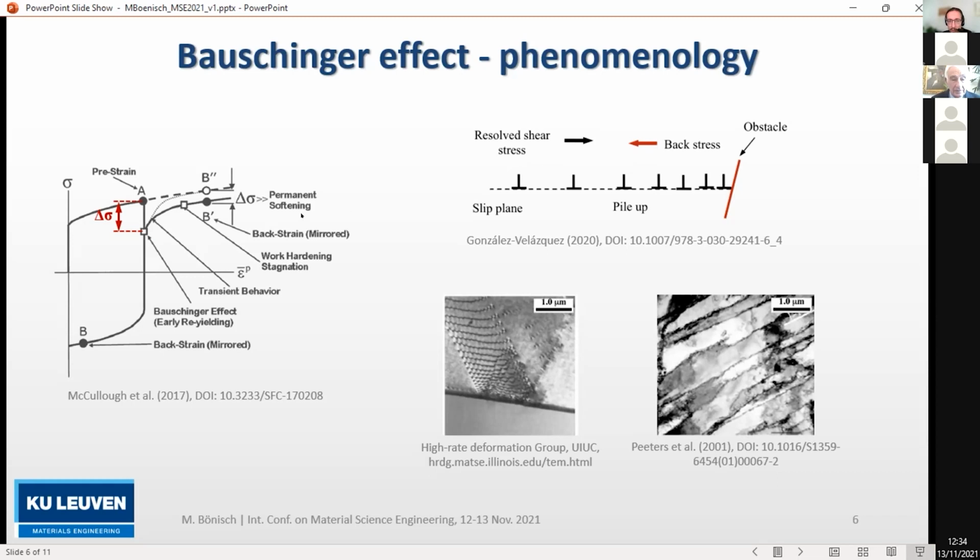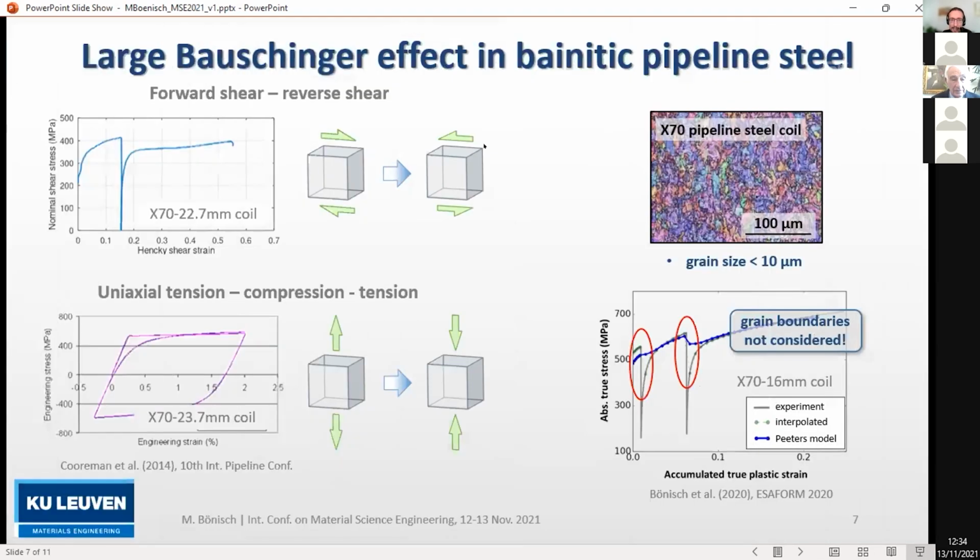Now, during a forward deformation, so for instance during tensile deformation, these dislocations get blocked by these obstacles, so the pileups form. But then when the load sense is removed, the dislocations can very easily move away from the obstacle in the opposite direction, and that gives rise to the stress drop when we change the strain path. Now, in the pipeline steels we're dealing with here, it turns out that this Bauschinger effect is very large. So here on the top left is an example for a shear reverse shear test. So we have a forward shear segment and then a reverse shear segment, and we see here a very large stress drop at the strain path change.